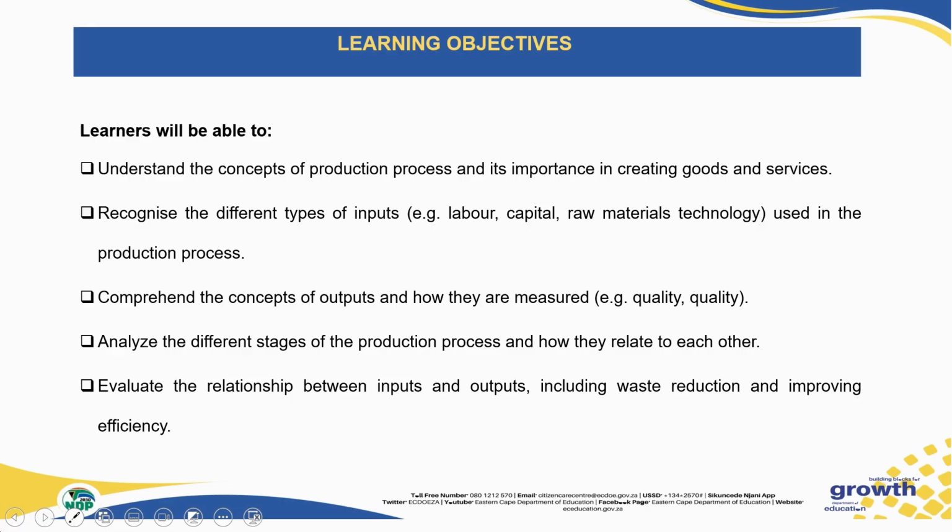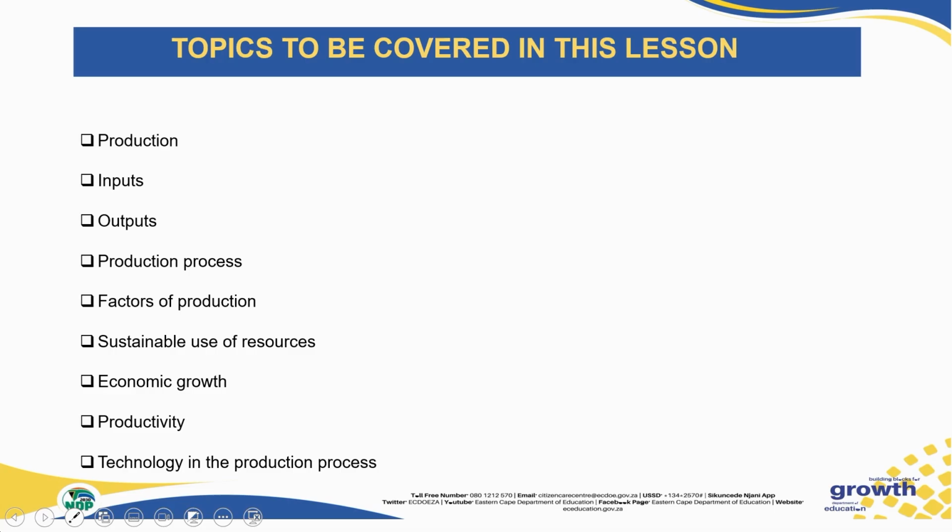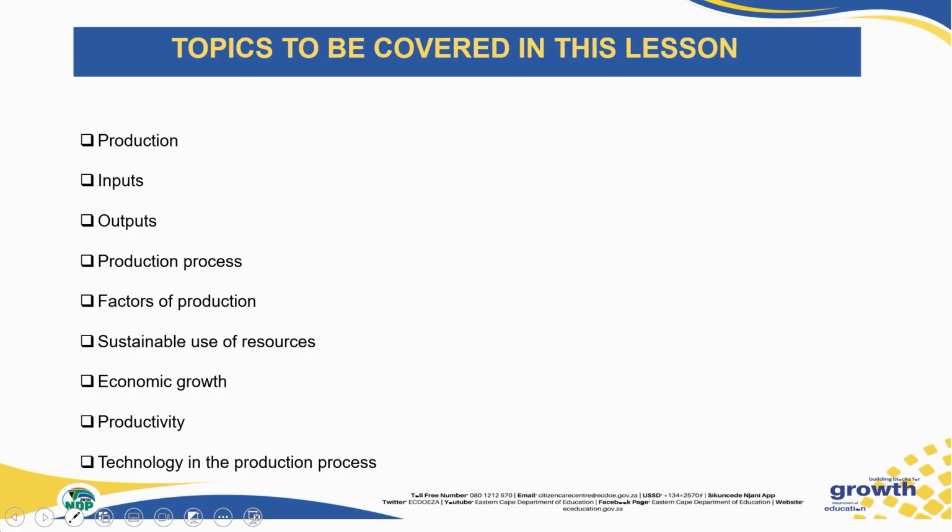To analyze the different stages of the production process and how they relate to each other, and also to evaluate the relationship between the inputs and outputs, including waste reduction and improving efficiency. Now, these are supposed to be covered in this whole lesson: production, inputs, outputs, production process, factors of production, sustainable use of resources, economic growth, productivity, technology in the production process.